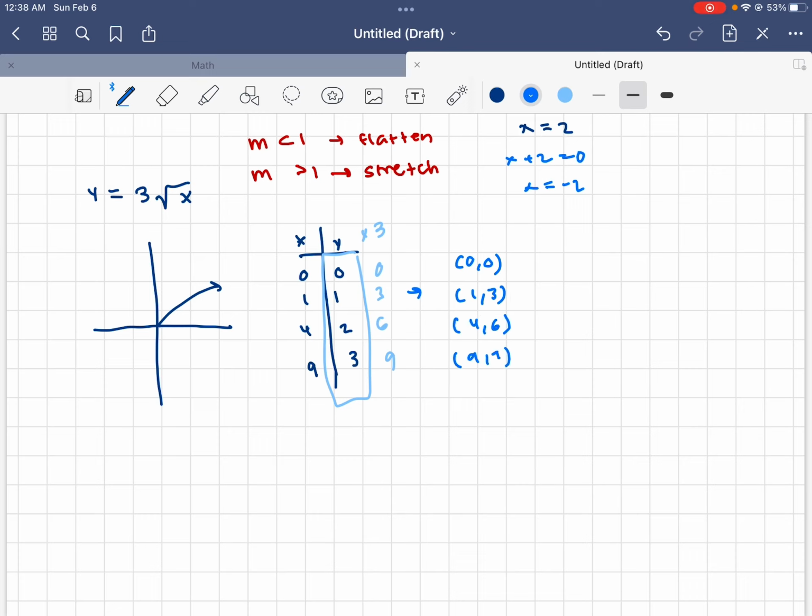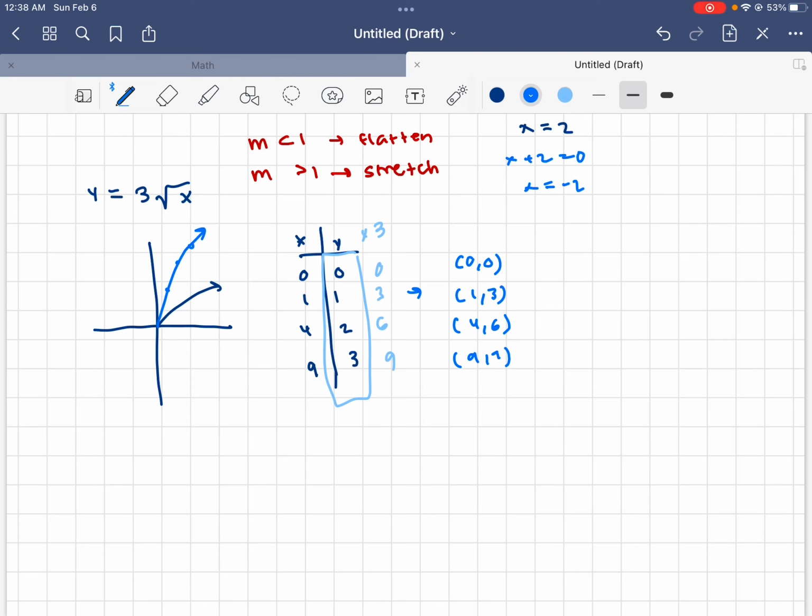Okay, so I'm just going to draw a rough sketch. It'll be something like that, and our points will be along the graph.